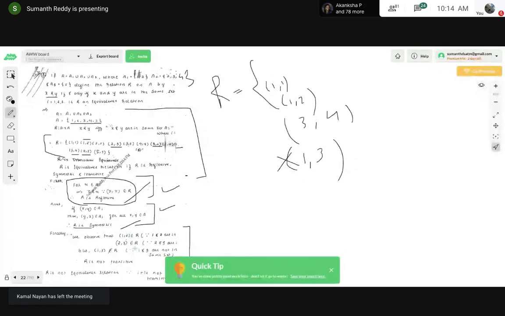Here, he has given one example where the transitive law is broken. For example, I have 1 comma 2 here, and also I have 2 comma 3. If I have 1 comma 2 and 2 comma 3, then I should have 1 comma 3 also. But 1 comma 3 is not present, right? Since 1 comma 3 does not belong to the relation, the transitive property has been broken. And since it is not transitive, the relation he has given is not an equivalence relation.